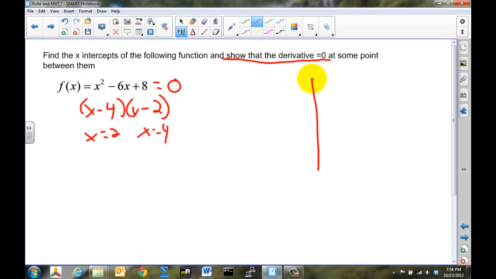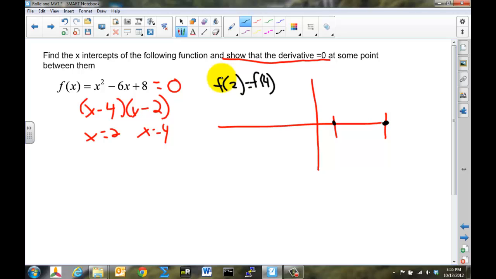Okay? So let's go over here and draw out what that's going to look like. We know at 2 and at 4 we have x-intercepts. Now let's think about this. We've got a function now. We know we've got a continuous function because we don't have any fractions or square roots or ln's to worry about. We've got a differentiable function because we don't have any absolute values in there. And we just found out that f of 2 is the same as f of 4. So we've got all the criteria for Rolle's theorem here.